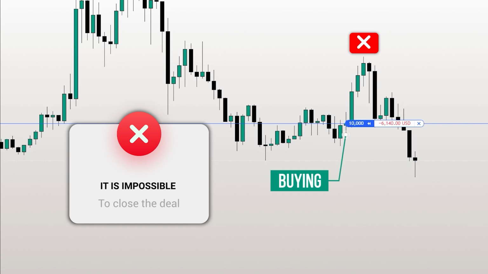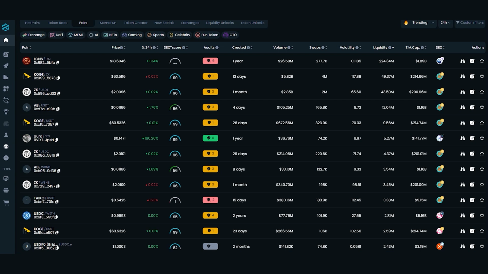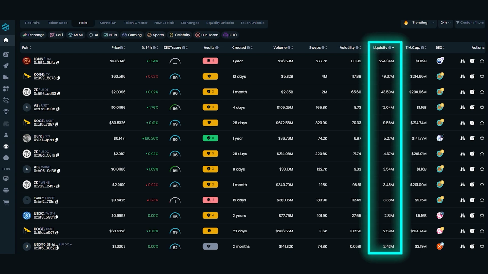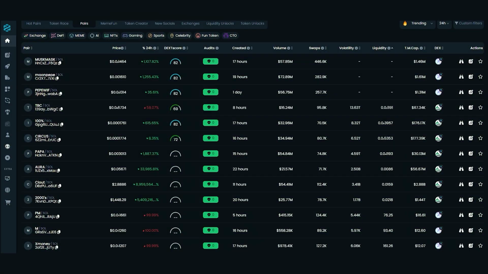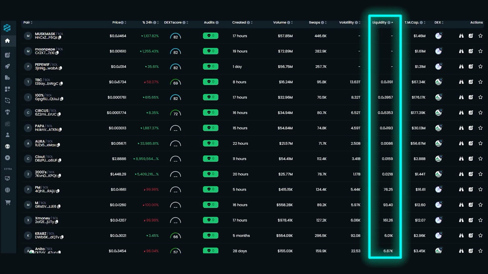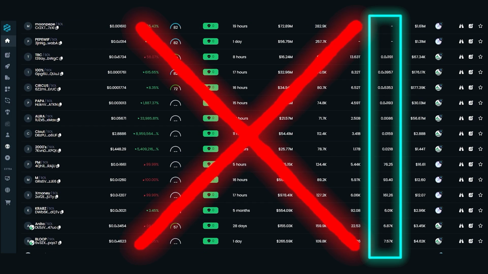To prevent this from happening, I always check where and how the coin is traded. First, I go to DEX Tools or DEX Screener. I look at the pool. What is the volume? What is the depth? How quickly does the price react to orders? If there is $20,000, $30,000 in the pool, that's not enough even for retail, let alone a serious position.